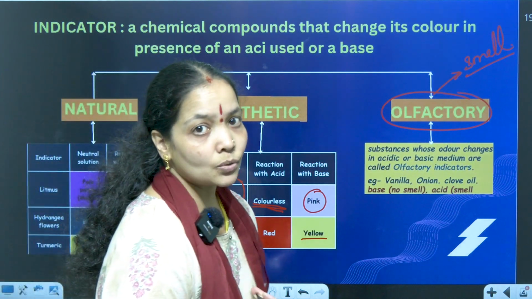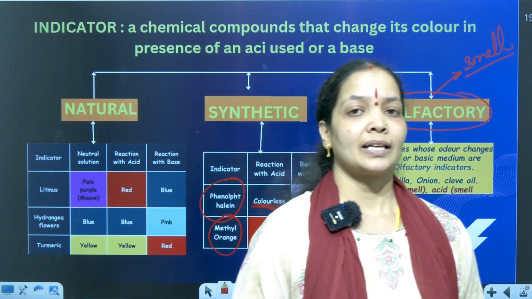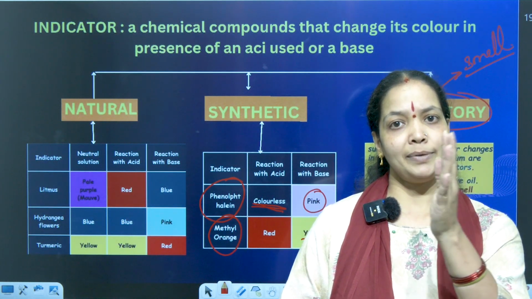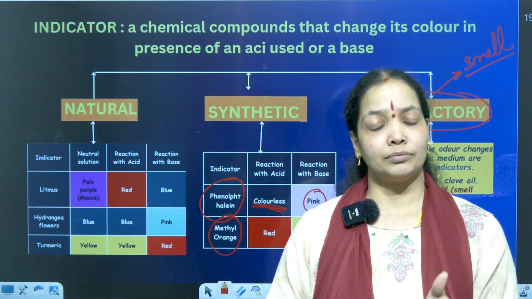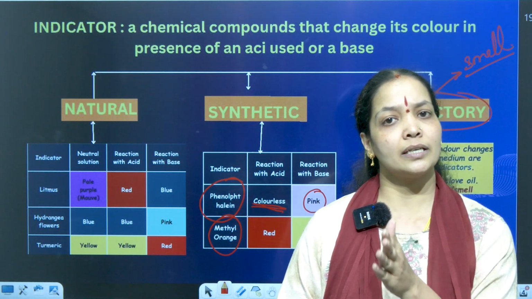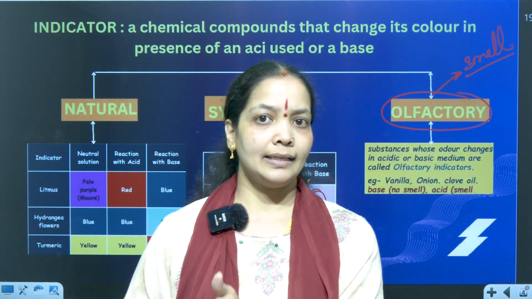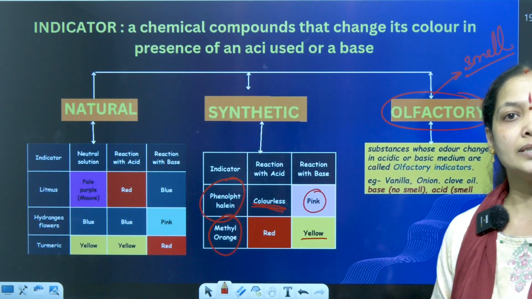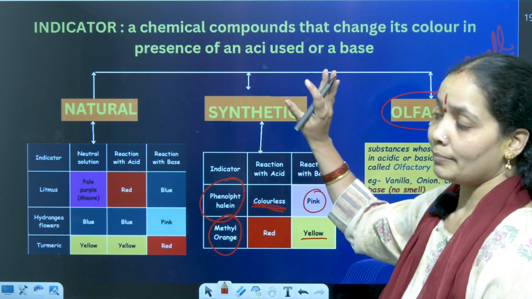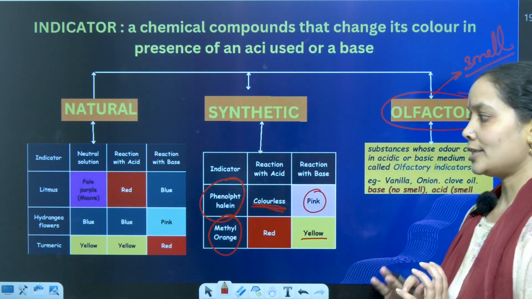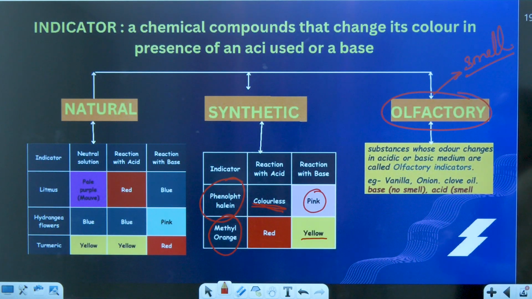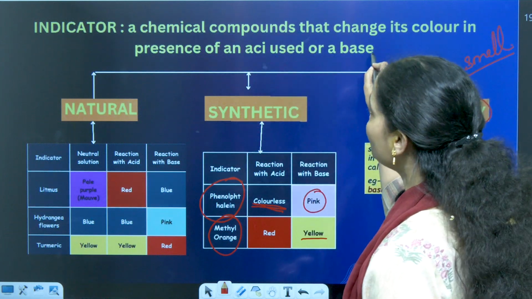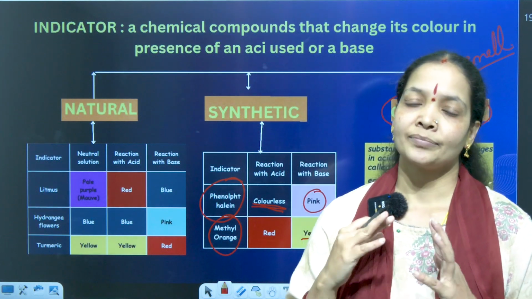Based on indicators only, many questions are asked. For example, 4 different test tubes will be given: A, B, C, D. A is turning blue to red, B is turning red to blue, C is colorless, and D is yellow. Identify the substances. This is one kind of question that is majorly asked based on this topic. So what's an indicator? A chemical compound that changes its color in the presence of an acid or a base is called an indicator.